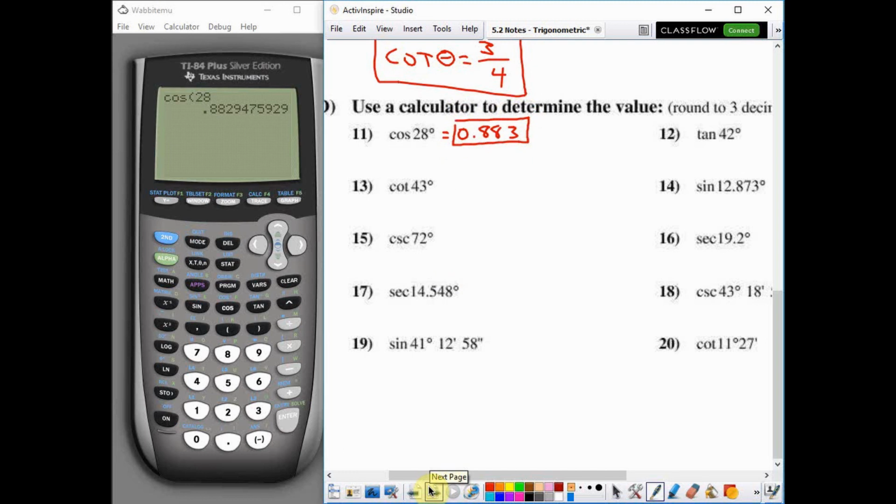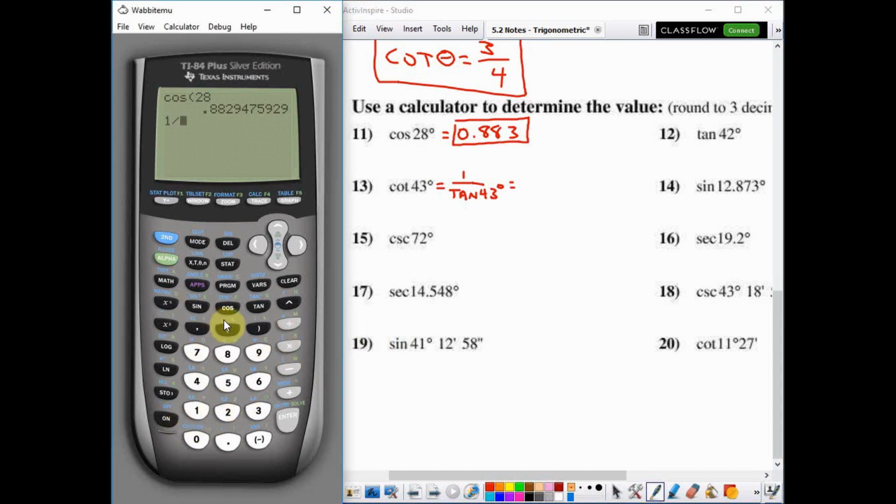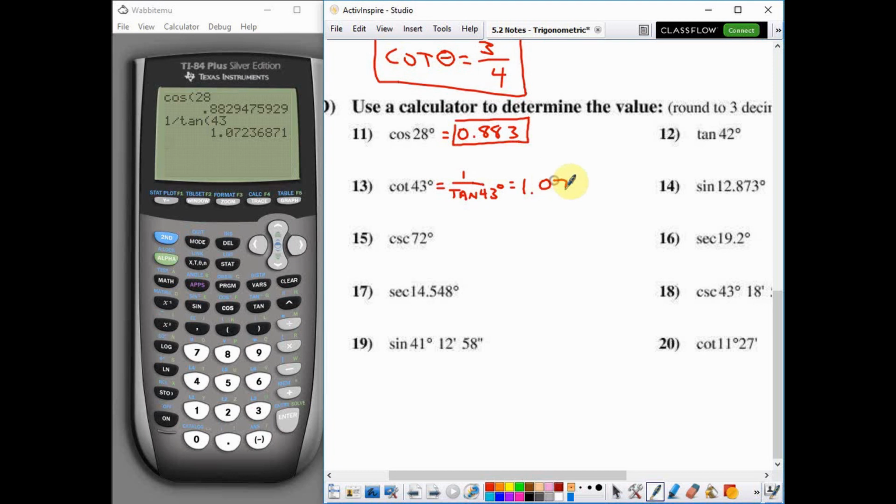Okay, then cotangent. Now cotangent, there's not a button on our calculator. A lot of people think that if I just do second tangent, that'll do it, but that's inverse. That is not the same as cotangent. Cotangent is a reciprocal, not an inverse. So that is 1 over tangent, 43 degrees. So 1 divided by tangent 43, enter. 1.072, and after that 2 is a 3, that's not enough to bump that up. So 1.072.